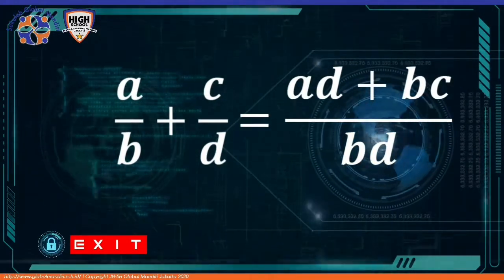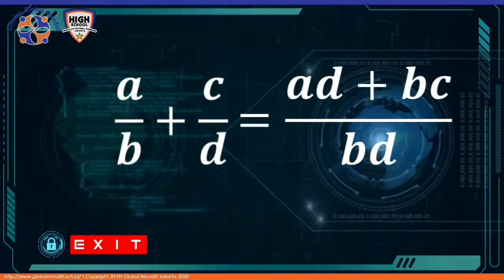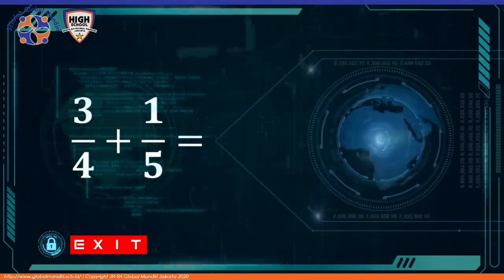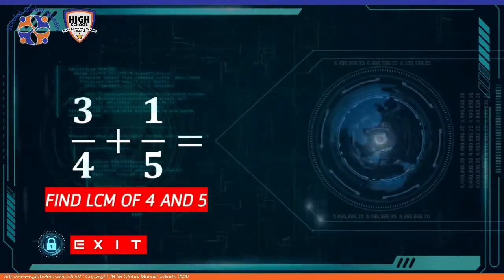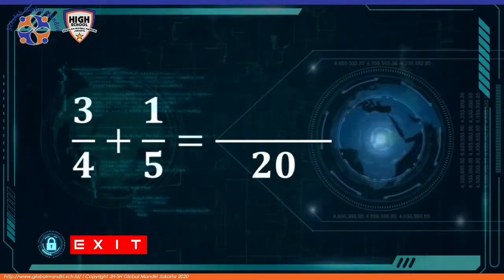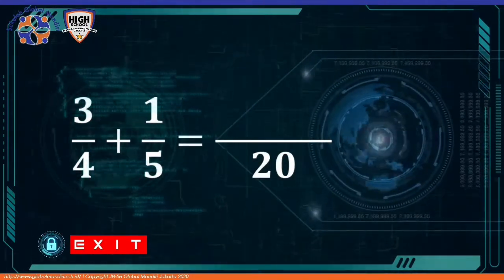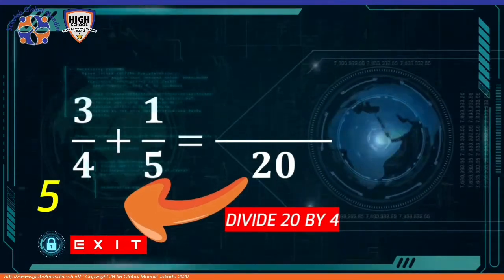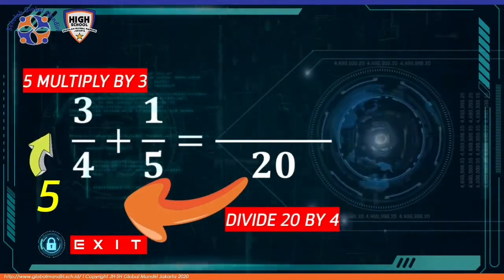For example, look at the following example. We have 3/4 plus 1/5. First one, we need to find the LCM of the denominator, which is 4 and 5. And the LCM is 20. Now put 20 over here. And then divide 20 by 4. Will be 5. Then 5 multiply with the 3.